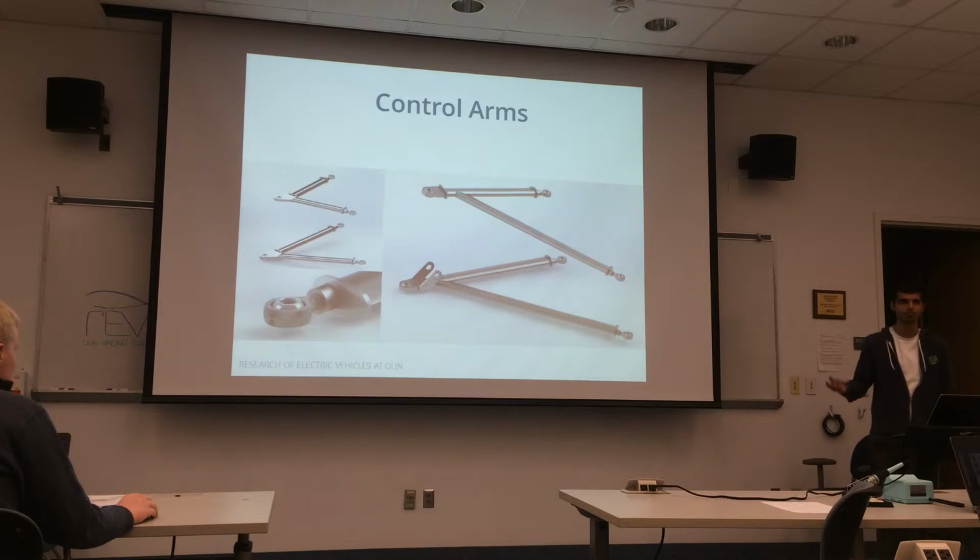And now I'm just going to go over the basic parts of suspension. These are the control arms. There's not really much to say about them. They're called double wishbones, A-arms, control arms. It's basically what attaches the wheels to the main body of the car. They usually have an A shape, hence the name.